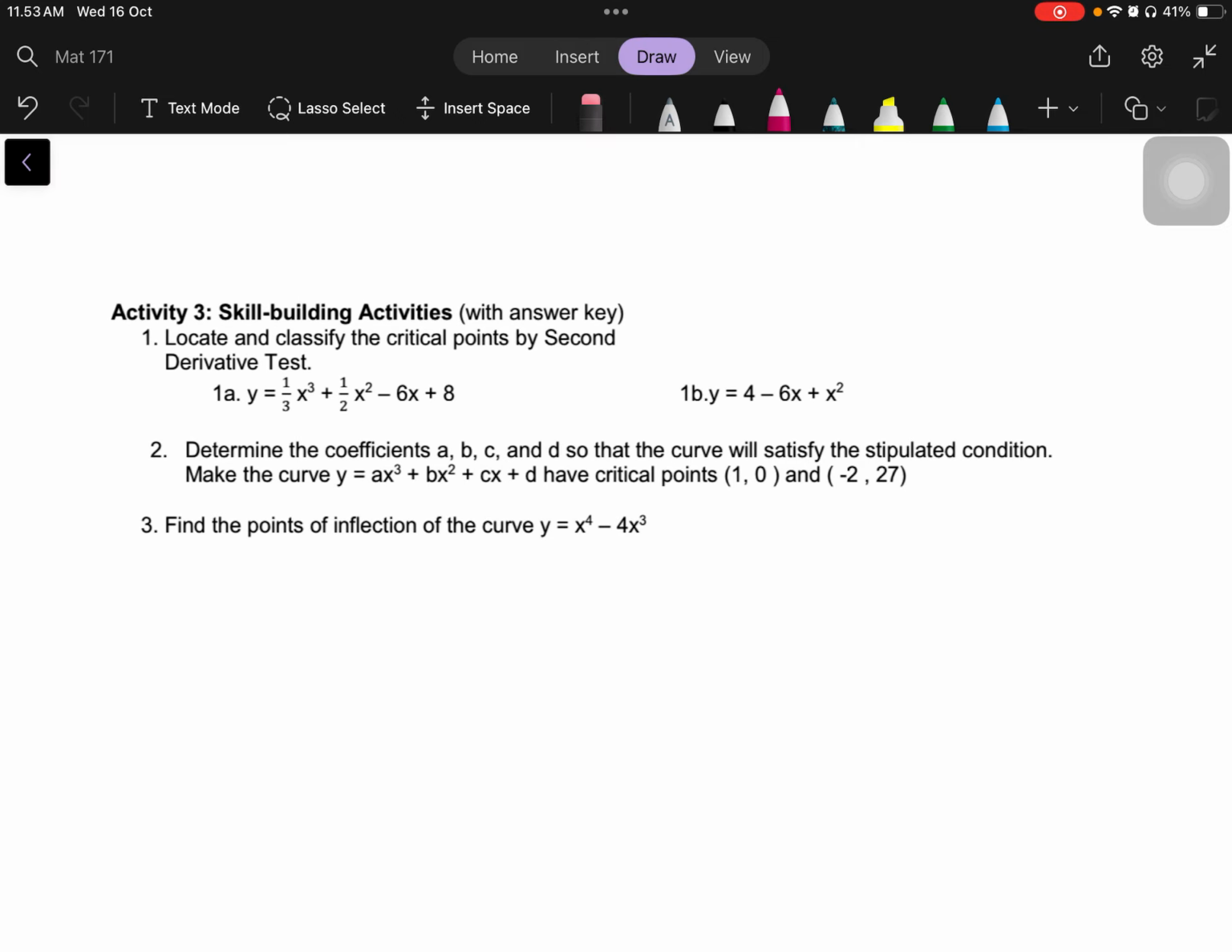Okay? So, to test kung may naintindihan sa ating lesson for today, so this is the skill building activities of your module number 10 to be passed on Monday, October 21. Yellow paper na lang.